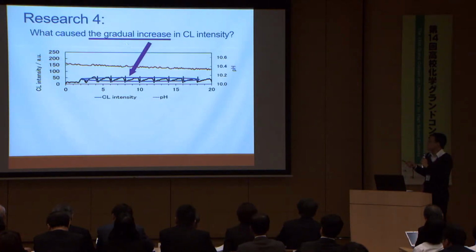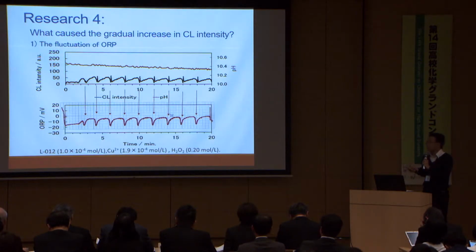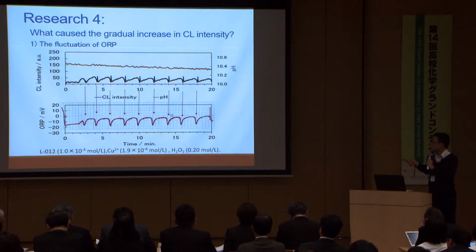So what caused the gradual increase in chemiluminescence intensity? First we focused on the fluctuation of ORP, and as you can see, when a sudden strong chemiluminescence was seen, the ORP decreased at the same time.